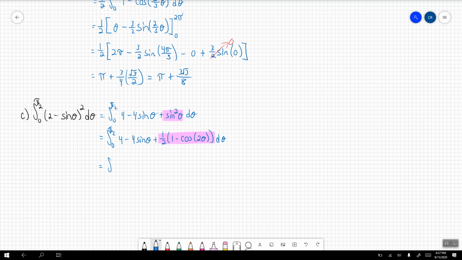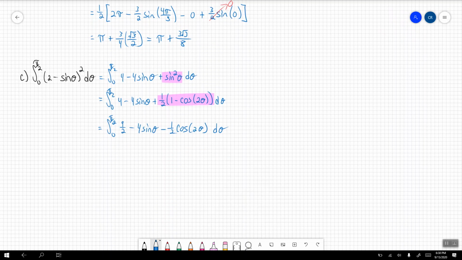Now I'm going to combine my like terms. So like terms here, I have 4 and I also have 1/2. So when I take 4 and add 1/2 to it, I should get, in this particular case, 9/2. So I get 9/2 minus 4 sine theta, minus, again, this half distributed, so minus 1/2 cosine of 2 theta, and this is all d theta.